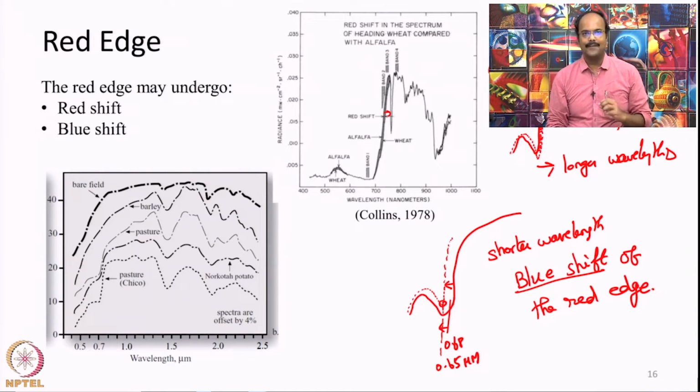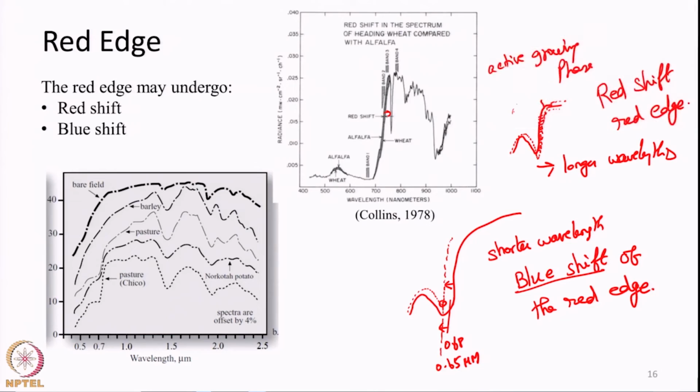But one thing we have to remember is that the wavelength range at which the red edge occurs is of very short bandwidth. I told you it may fall around 0.67 to 0.72 micrometers, and even when the change occurs, when blue shift or red shift occurs, the change in wavelength will also be in the order of say 1 micrometer, even less than 1 micrometer.